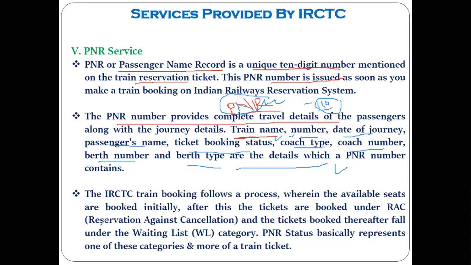That is nothing but called reservation against cancellation. Using the PNR, you can see what your waiting list number is. That is the important thing related to the PNR. Because now you are trying to book the ticket, but all the tickets are full. Still you get the booking, but you are in the waiting list, yes or no? And you also get your waiting list number. Once some of the tickets get cancelled, then and only then you can get the reservation. So all these kinds of information are available through the PNR number.